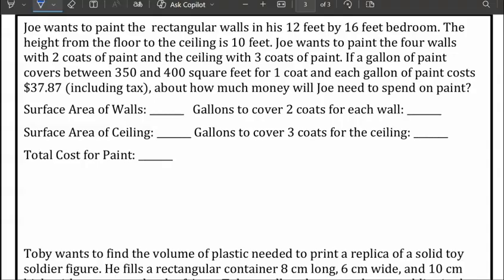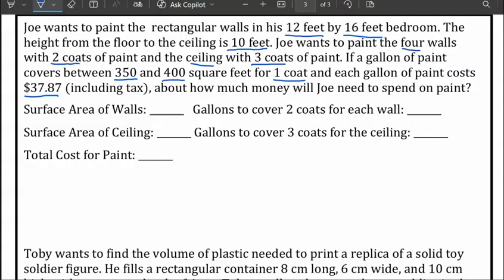Let's look at some application problems. Joe wants to paint the rectangular walls of his 12 feet by 16 feet bedroom. The height from the floor to the ceiling is 10 feet. Joe wants to paint the four walls with 2 coats of paint and the ceiling with 3 coats of paint. If a gallon of paint covers between 350 and 400 square feet for 1 coat, and each gallon of paint costs $37.87 including tax, how much money will Joe need to spend on paint?